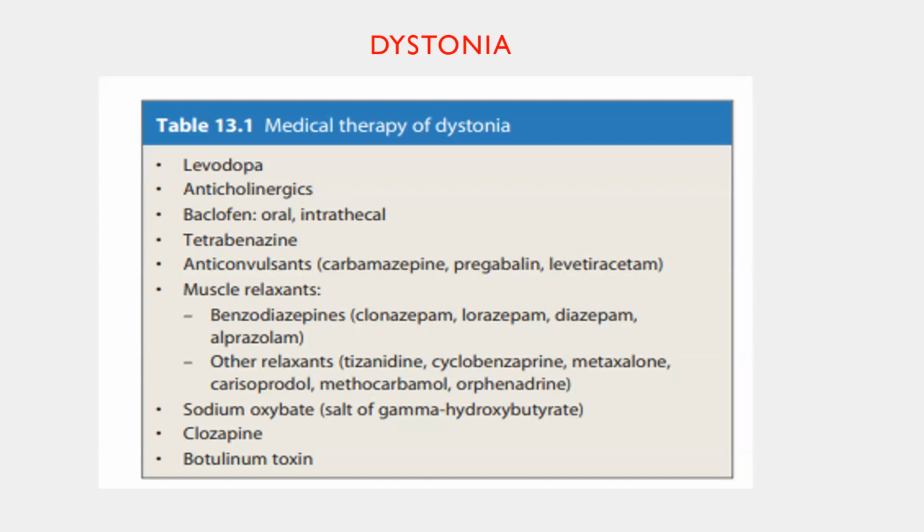If you don't get any cause, the drugs which are beneficial in dystonia would be dopamine supplementation, anticholinergic drugs, baclofen, tetrabenazine, anticonvulsants like carbamazepine, pregabalin, muscle relaxants, sodium oxybate, clozapine, and later botulinum toxin. So these are all the drugs which are proven in the treatment of dystonia. So first you need to identify the cause, treat the underlying cause, then you go for the drugs. Okay. Next.